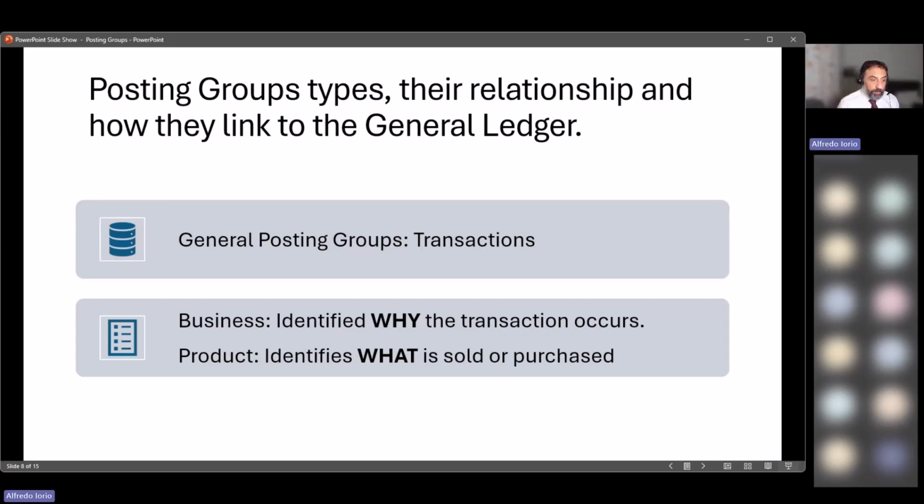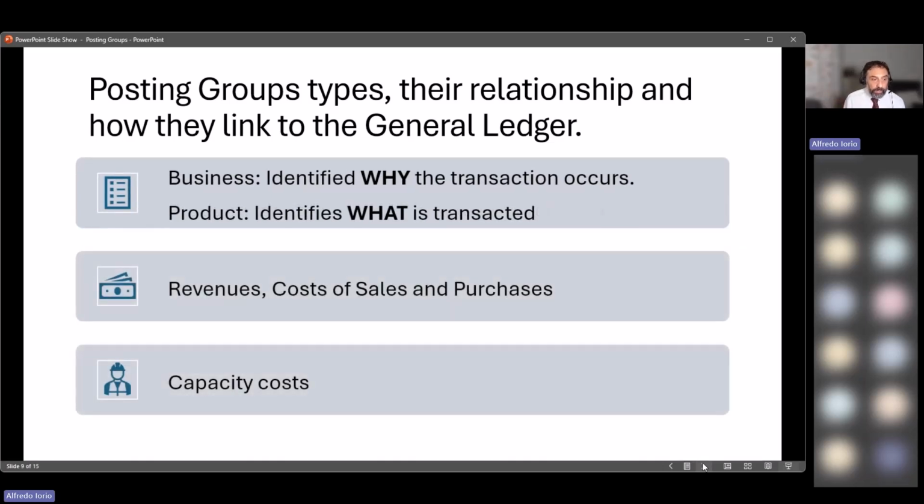Then we have the general product posting group that identifies what is sold or purchased. Again, a very simple way to describe it. What is sold or purchased, combined with why we sell or buy, determines where the value will hit the ledger, which ledger is going to be used by the transaction. Therefore the posting setup looks at the combination of business posting group, why we do business or who we do business with, and the product. So this is the first type, the general type.